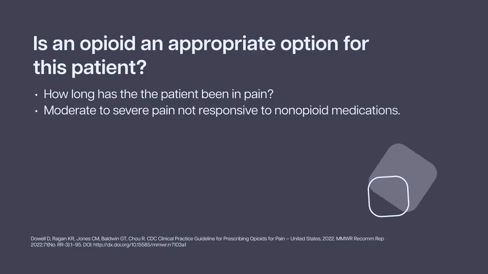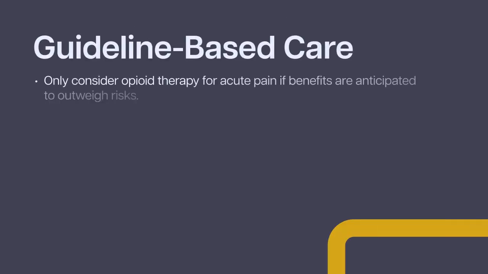And if they're in moderate to severe pain, we should consider if their pain has not been responsive to the non-opioid medications that we were just discussing. Furthermore, we should only consider opioid therapy for acute pain if benefits are anticipated to outweigh the risks.